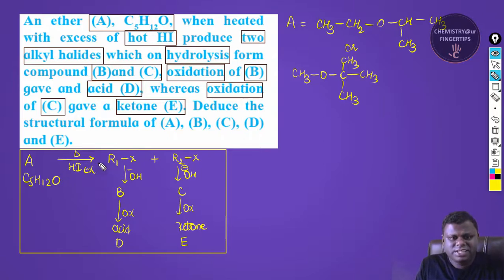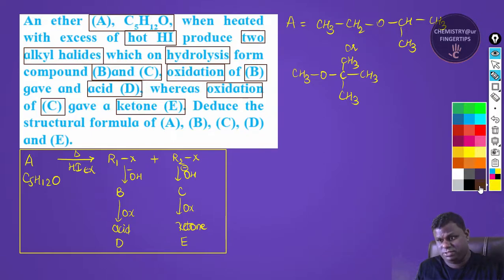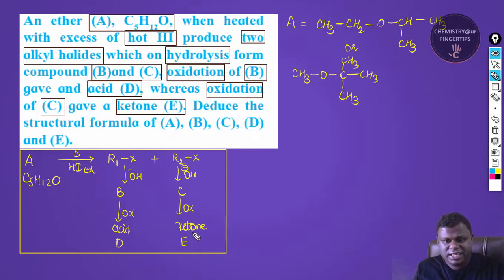So now what does it give on treatment with HI and followed by hydrolysis? Okay, so let's try to work it out. Let's try to work it out backwards. Okay, so now you get a ketone.